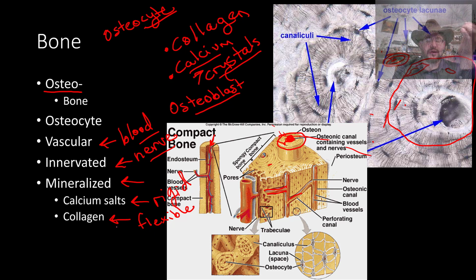Without the collagen, any impact to the side of a bone would snap it. It becomes extremely brittle without collagen. You need that collagen to give the bone the flexibility it needs.